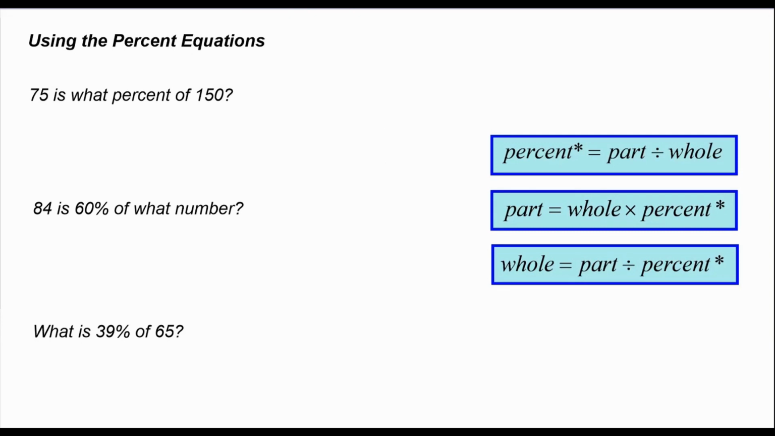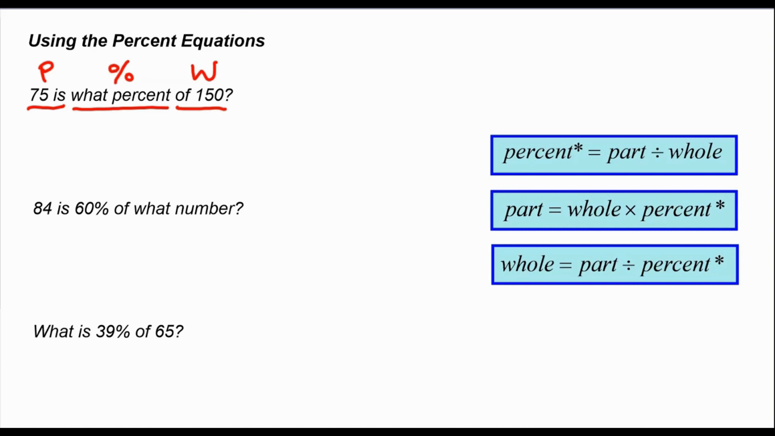So let's take a look at some examples of using percent equations. These types of questions should look familiar because we've used the percent proportion to solve these. But now we're going to use one of the percent equations to solve the same type of questions. 75 is what percent of 150? Let's take this question apart and see what we know. 75 is, that tells me that I know the part. What percent, that tells me the percent is missing. Of 150, that's the whole. So I know the whole, I know the part, but the percent is missing.